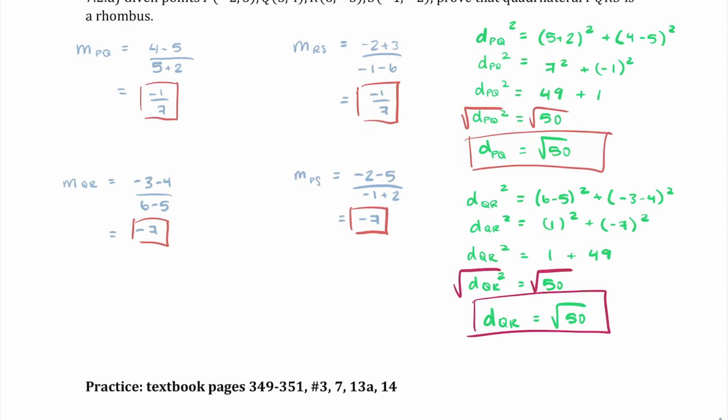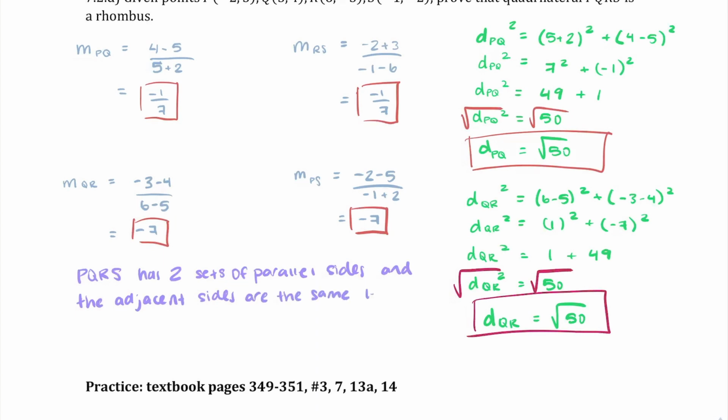So now we've got 2 sets of parallel sides and the adjacent sides are the same length. Why don't we write that in a sentence, hey? So, PQRS has 2 sets of parallel sides, and the adjacent sides are the same length. Sick. Therefore, my PQRS is a rhombus.